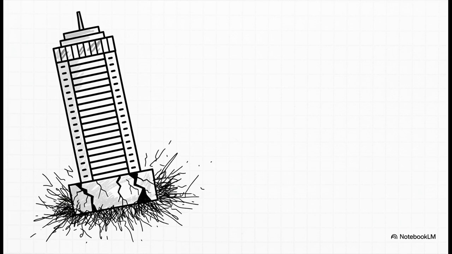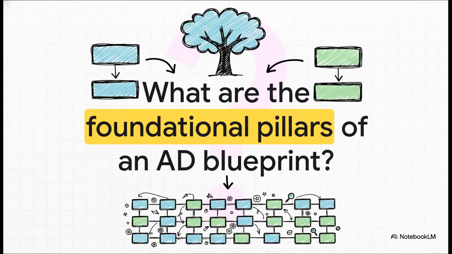Just think about it for a second. If the foundation of a skyscraper is flawed, does it really matter how amazing the penthouse looks? Of course not. The whole structure is compromised. Well, it's the exact same idea with Active Directory. One bad design choice at the very beginning can lead to some serious security vulnerabilities and just administrative nightmares later on. So, what are these core pillars we're talking about?